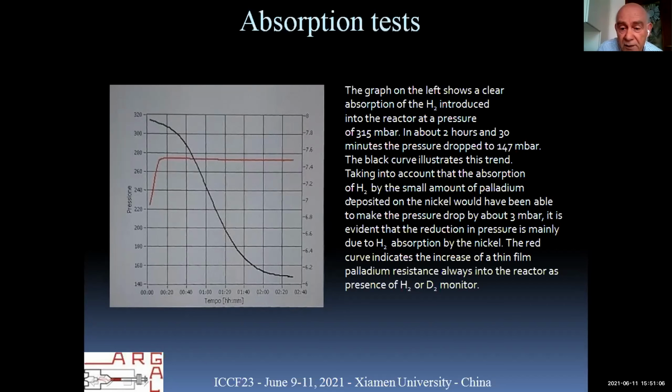Taking into account that the absorption of hydrogen by the small amount of palladium deposited on the nickel would have been able to make the pressure drop by only about 3 millibar, it is evident that the reduction in pressure is mainly due to hydrogen absorption by the nickel. The red curve indicates the increase of the value of the thin film palladium resistance in the reactor to monitor the presence of hydrogen or deuterium.